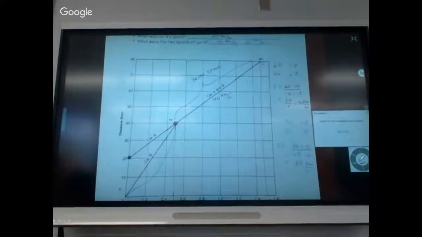Now, I've told you this already. You will see one of these on your test. You will have to read a graph. It is part of the free response.